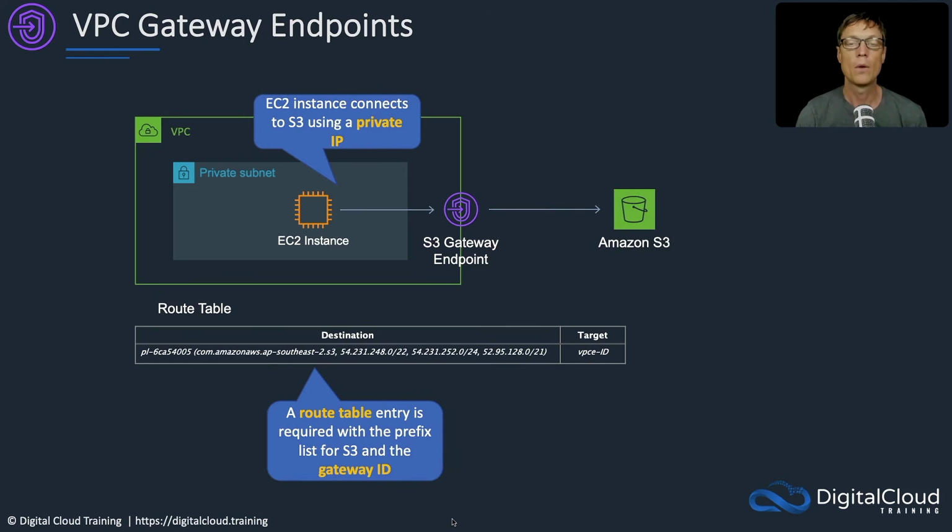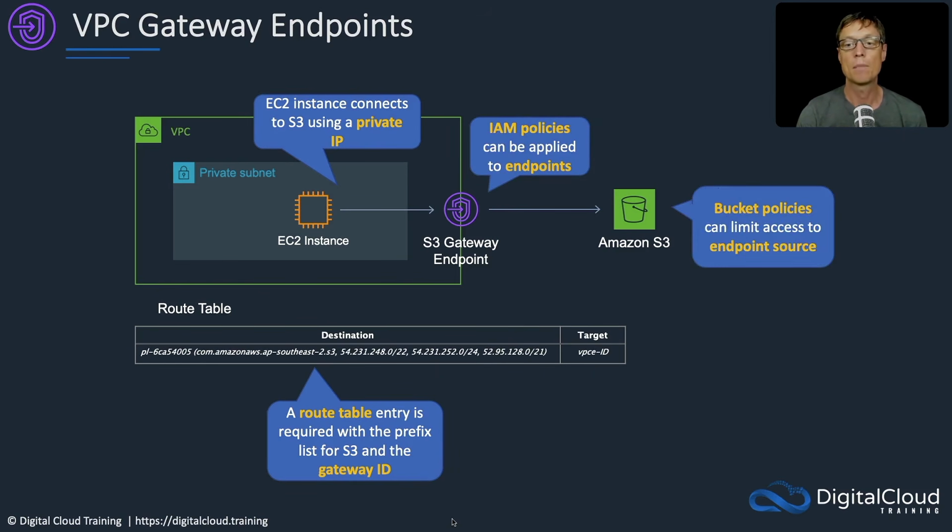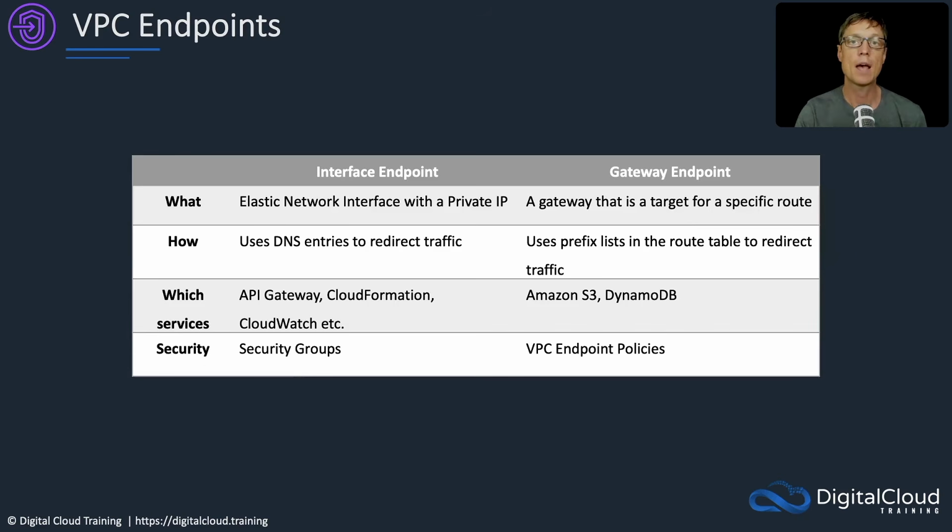The instance again connects using a private IP address to the gateway endpoint, and then from there it connects to Amazon S3. Now, you can secure this with IAM policies, so you can apply a policy to the endpoint, and you can also apply bucket policies. So for example, you can have a bucket policy that limits access to any traffic that's coming from the gateway endpoint. So you now have a bucket which will only accept traffic from instances that are using the S3 gateway endpoint.